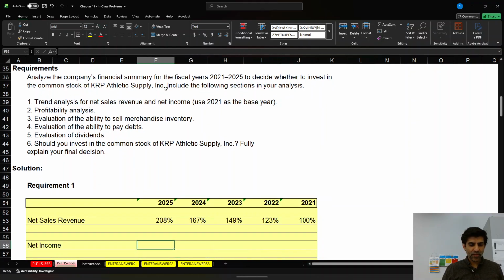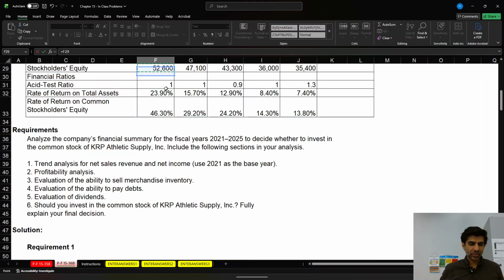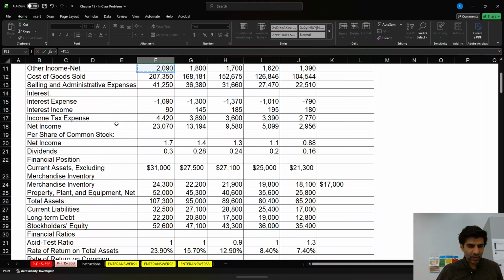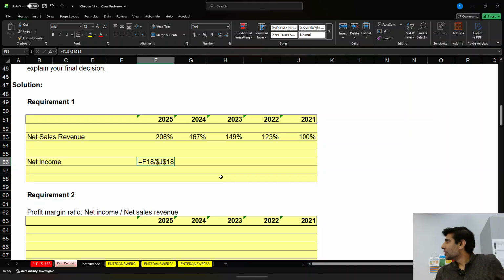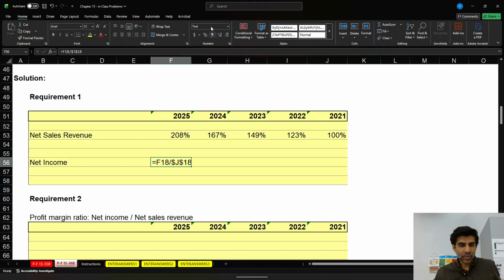Okay, and then we can do the same thing for net income. Just go find net income on here, which is right here, row 18, divided by the base year. And I fix the base here by putting the dollar signs. Oh, okay. So why did it not do anything? Well, it's because this is formatted as text. So it's not understanding that this is a formula.